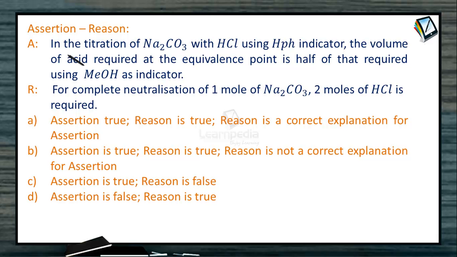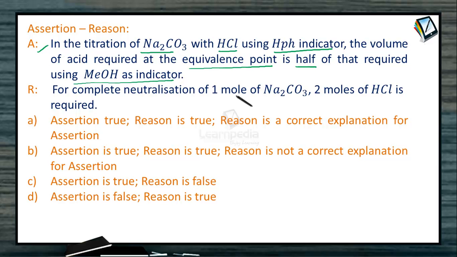Next question. Assertion reasoning type. In the titration of sodium carbonate with HCl using phenolphthalein as indicator, the volume of acid required at the equivalence point is half of that required using methyl orange as indicator. This is a right statement. So assertion is true.